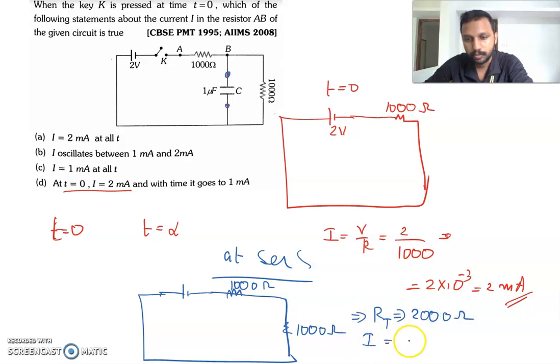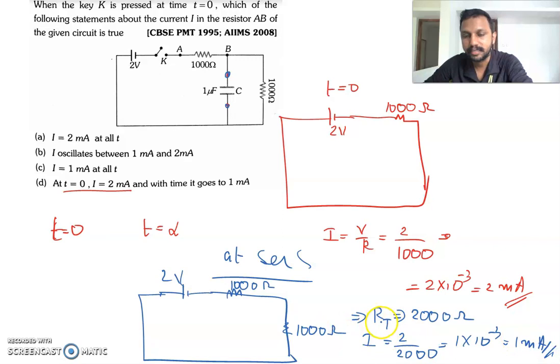Therefore, current should be V by R, where 2 volt is the battery. Therefore, it is 2 divided by 2000, that is 1 into 10 raised to minus 3, that is 1 milliampere. Therefore, at steady state, the current will become 1 milliampere. Therefore, option D is the correct answer.